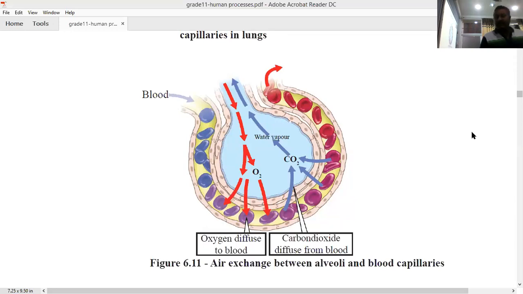What are the characteristics that should be in a respiratory surface?